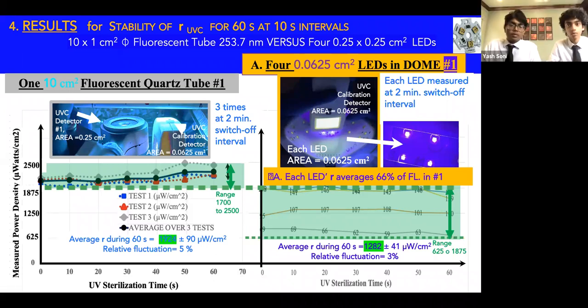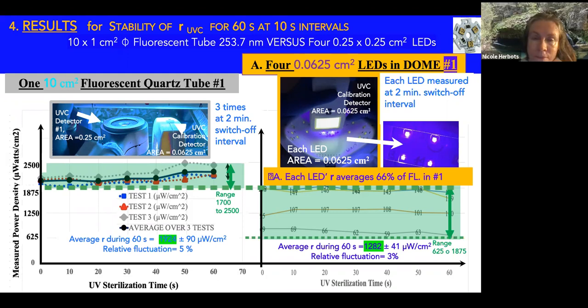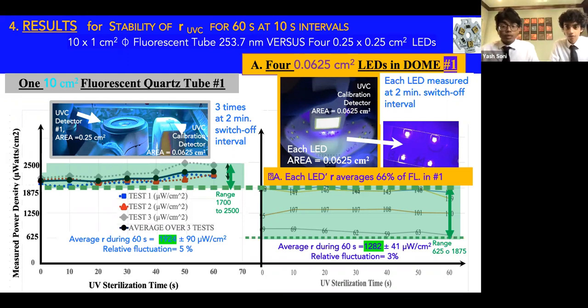So the results for stability of power density over 60 seconds, measured at 10-second intervals, was that the fluorescent tube had an average power density of 2000 with a relative fluctuation of 5% over a 50-second interval, while the LEDs had an average of 1300 microwatts per centimeter squared with a relative fluctuation of 3%. And each LED's power density average was 56% of that of the fluorescent tube.